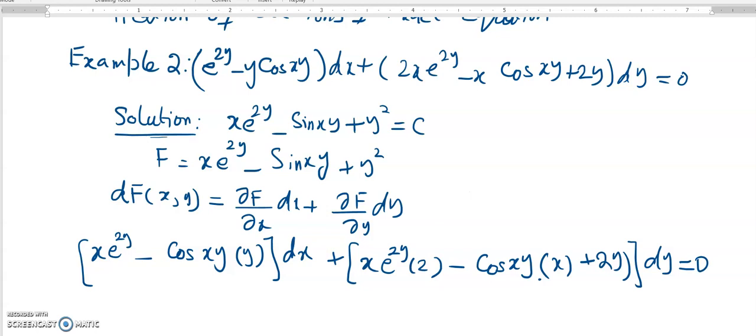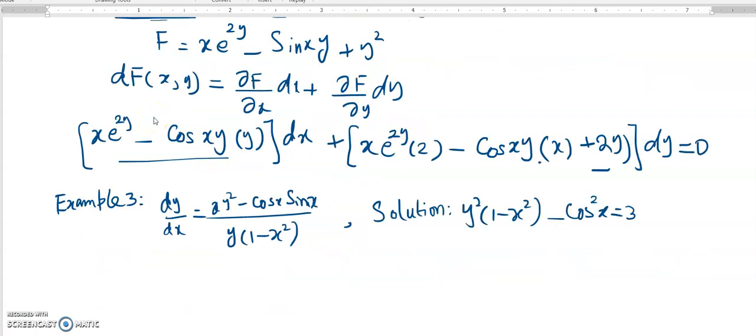So now we can compare this equation. The term with dx is the same as over here, and over here 2x e^(2y) is the same, x cos xy is the same, and plus 2y is the same. So simply we have got the original equation. In this way we can verify the solution very easily.